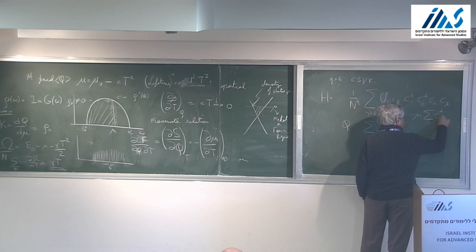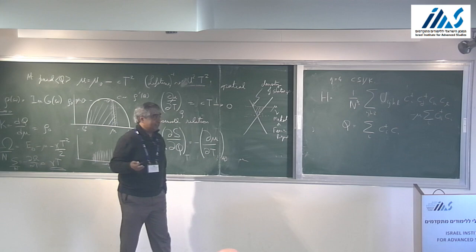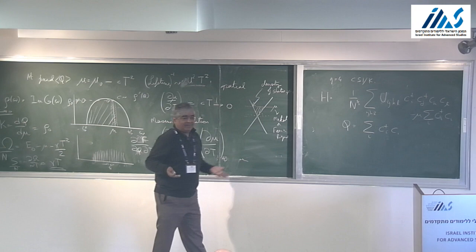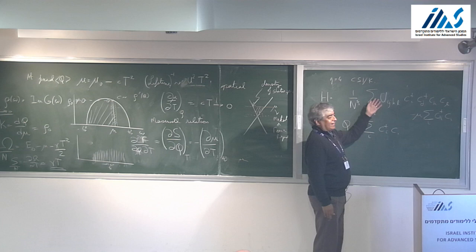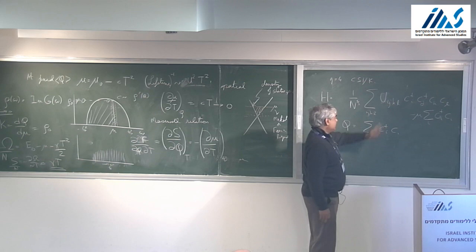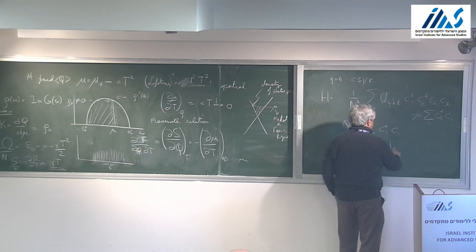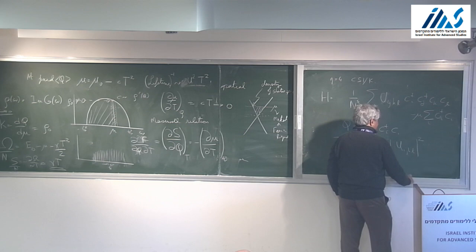So this is a problem where you have N sites, and on those sites you're going to put Q fermions. You just want to study the ground state as N goes to infinity of a model where there are only interactions between the fermions. And we're going to take this random, with average zero, unless all the indices are equal. No, I should really write it out more explicitly.